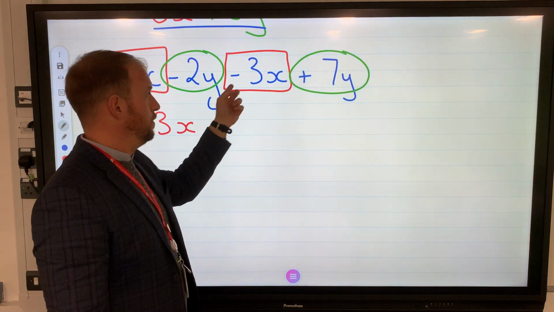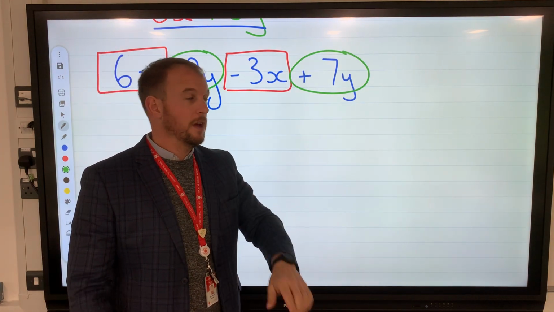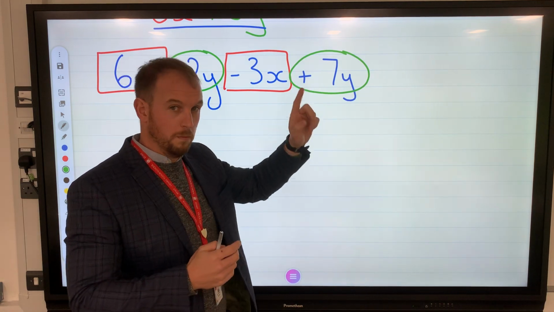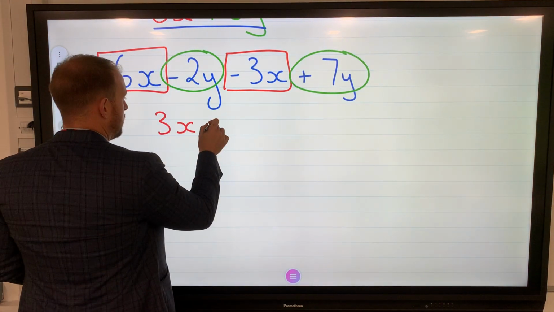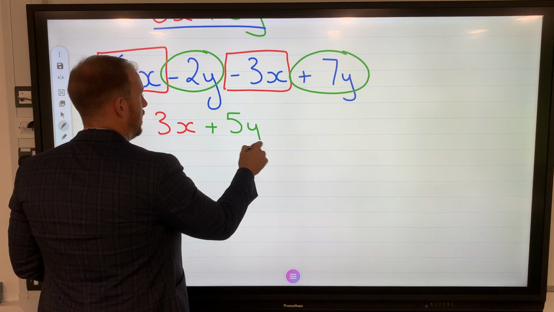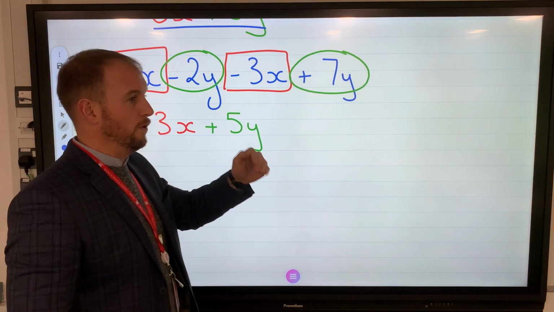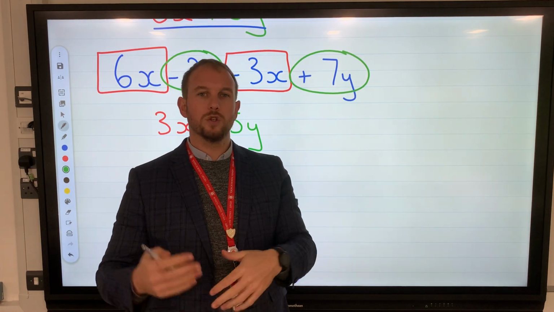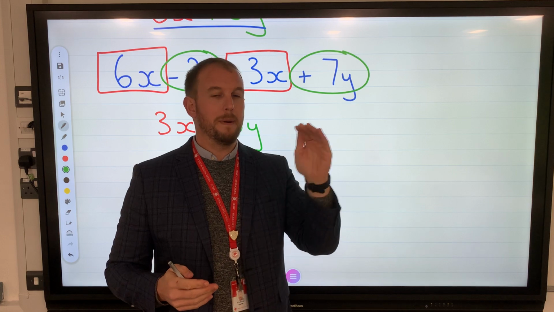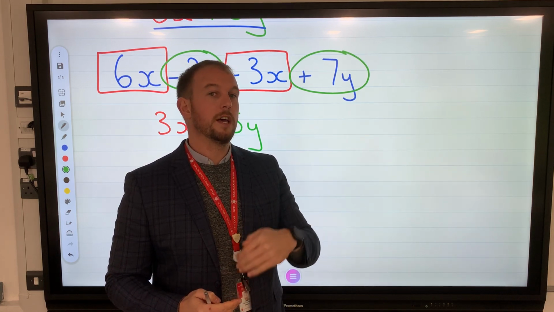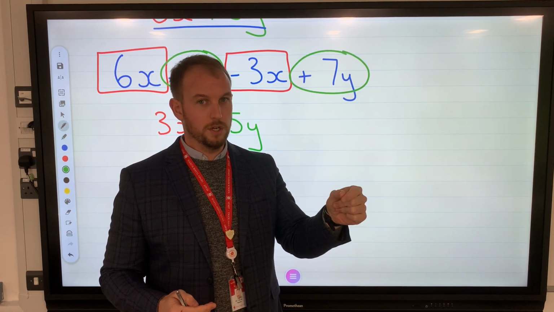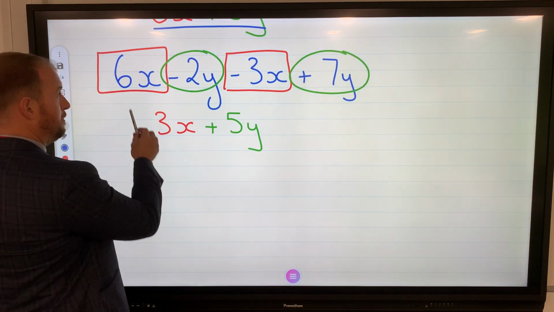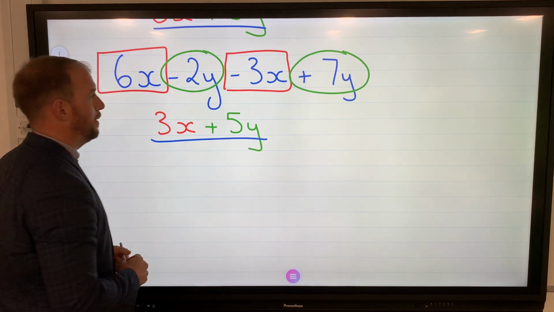So minus 2 add 7 is 5, but it's positive 5 because 5 degrees is 7 degrees warmer than minus 2. So that makes a positive 5y. Now, I see it before, but people have minus 2 and then you add 7 and you go, oh, 2 add 7 is 9. So it must be minus 9. No, minus 9 is a lot colder than minus 2. So think temperatures when it comes to negative numbers. That will help you. So to simplify that then, I've got 3x plus 5y.